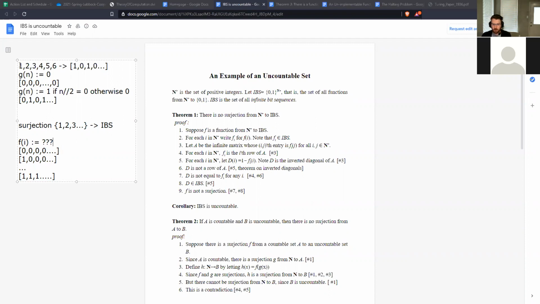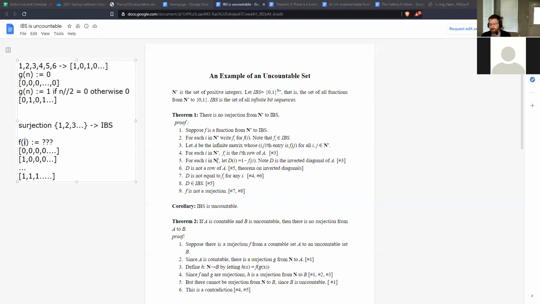For each i in our positive integers, we're going to say that f sub i is the ith row of A. So because we have this function f, which gives us A, I'm going to assign i to be the ith row of A. This function here is the first row. The second row is going to be whatever function would give me this, something like 1 if i equals 1, otherwise 0, and so forth. Like I said, you can order these any way you want. Order doesn't matter. So now I've assigned some number to each function that you could possibly ever think of.